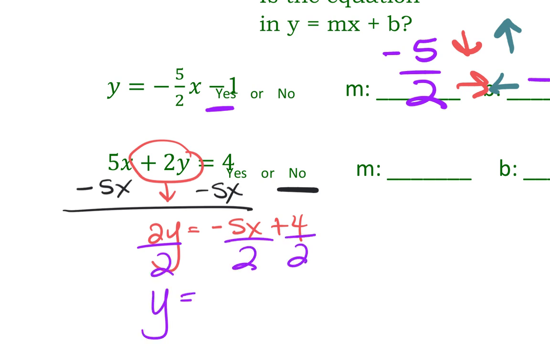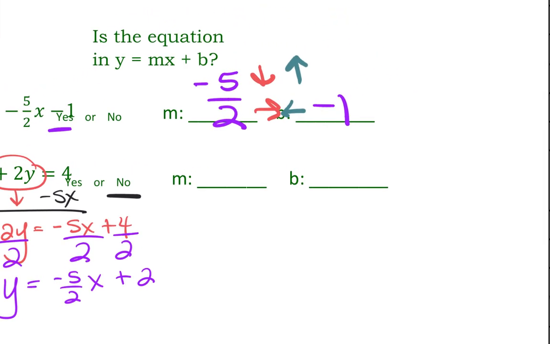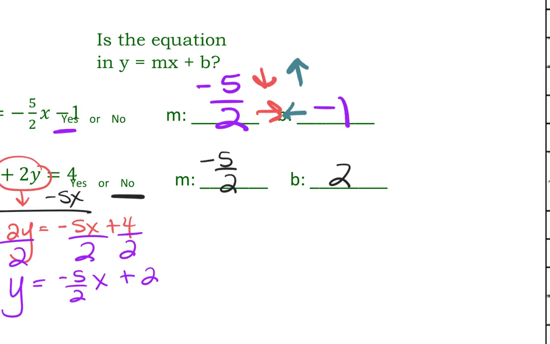So this will give me negative 5 over 2, x, and then what's 4 divided by 2? 2. It just didn't reduce, right? It doesn't reduce, it doesn't change. So it's going to stay negative 5 over 2. So our slope is negative 5 over 2, and this is a positive 2. So what do we graph first?